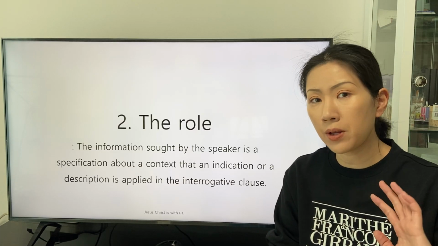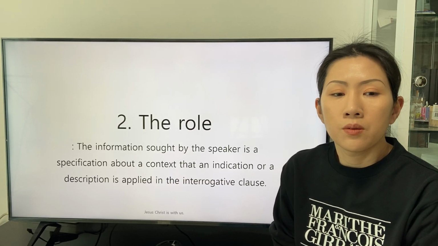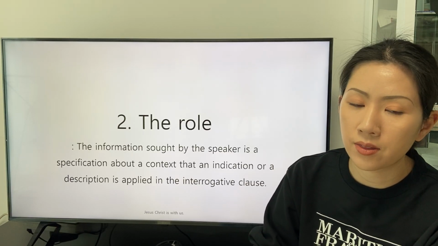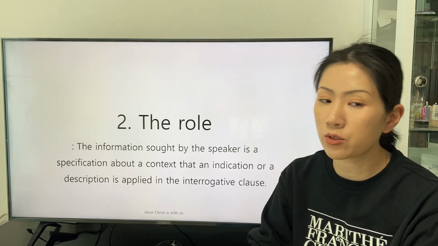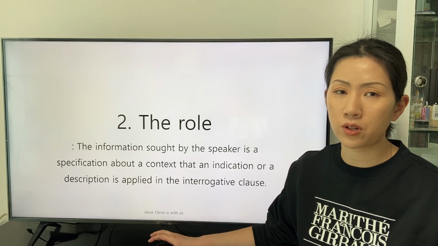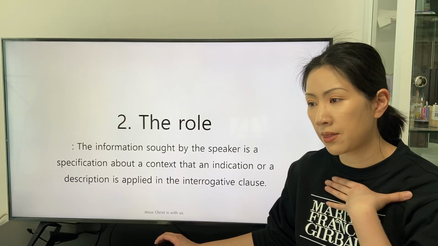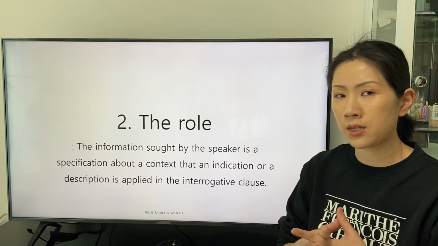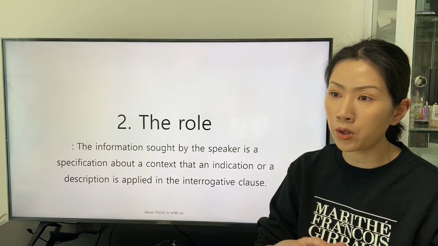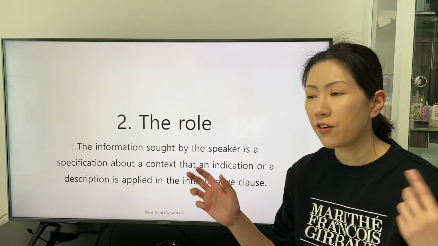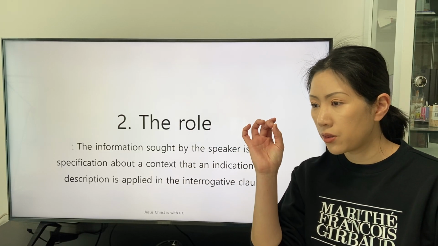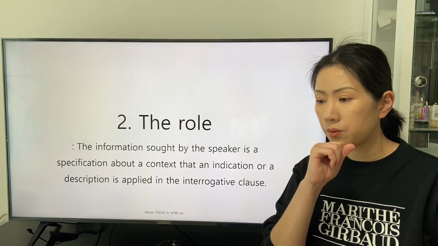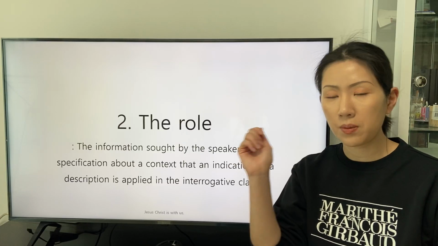Let's start to study about the role of the interrogative. The information sought by the speaker is a specification about a context that an indication or a description is applied in the interrogative clause. So we can understand that each interrogative word, each interrogative pronoun, determiner, or adverb focuses on the object that the speaker wants to get information about.